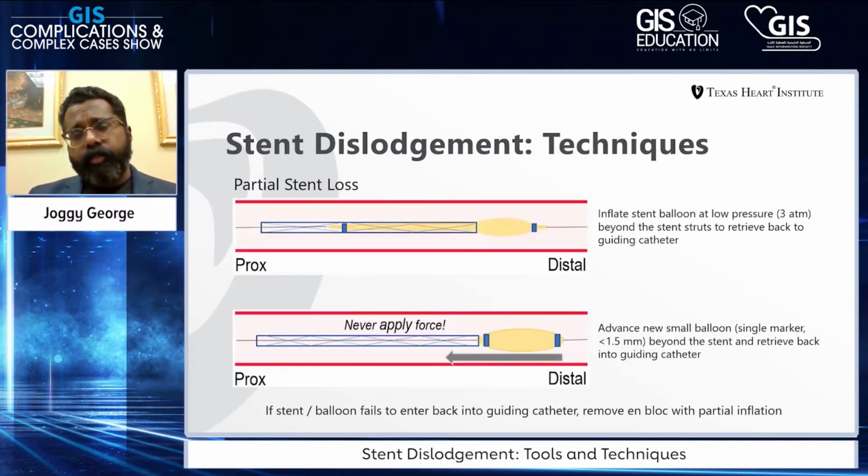So as far as partial stent dislodgement, the techniques that we use: if the balloon is still able to be moved independent of the stent, and the balloon can be advanced slightly, maybe a third of the way beyond the stent, we can inflate it at a low pressure, maybe about 3 atmospheres beyond the stent strut, which will anchor the stent onto the balloon, which can then be retrieved back into the guiding catheter.